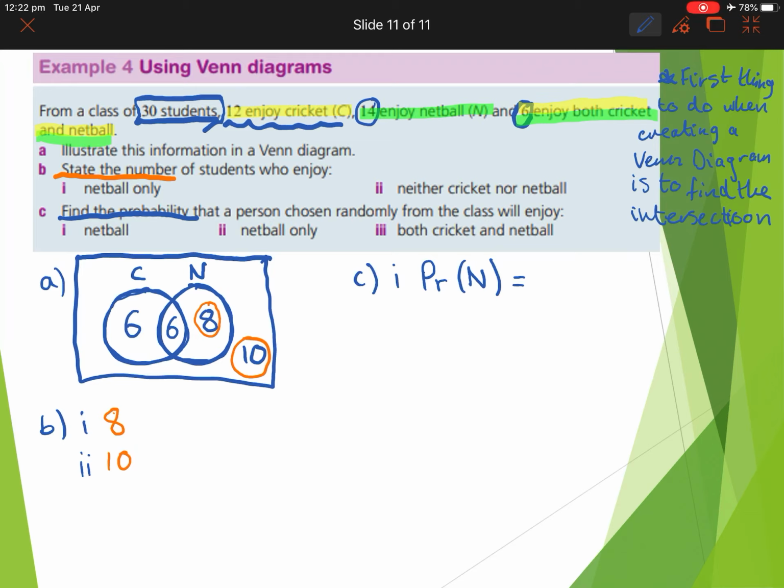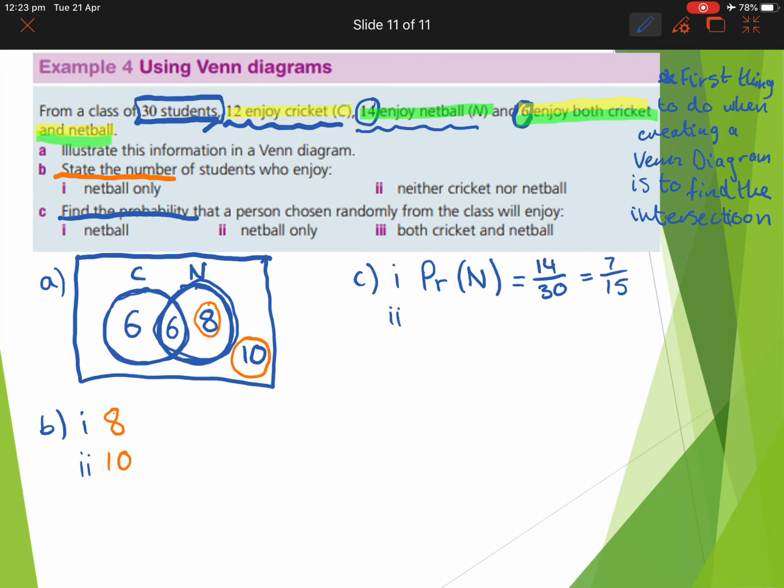So how many people like netball? Well, we can either tell from the question, 14 enjoy netball, or we could have added up our 2 numbers, 6 and 8 here, which is 14. So 14 students like netball out of 30 students altogether. Now I need to simplify that, which will end up being 7 over 15. Again, guys, you can just throw that fraction in your calculator, hit enter, and it'll simplify for you.